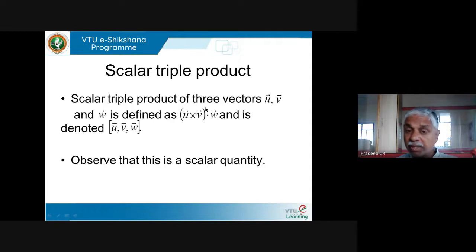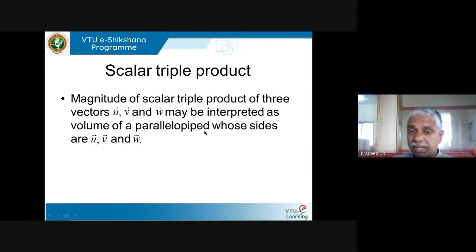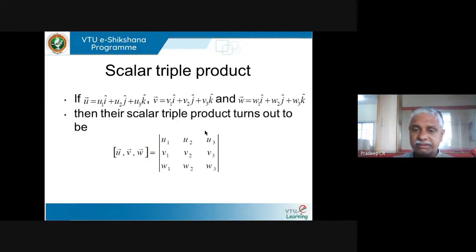Clearly, this is a number. The answer is not a vector. It is denoted by u, v, w in square brackets, and is defined as the scalar triple product. As mentioned on your screen, this is a scalar quantity, which means it's a real number, because the cross product of these two is a vector, and this vector dotted with the other vector gives a scalar. That's all. There is an alternate formula as usual, which is the formula for our three dimensional vectors.